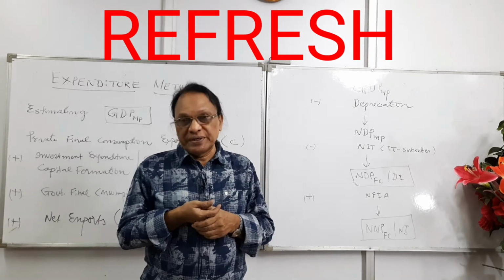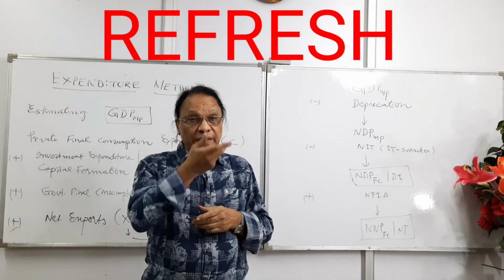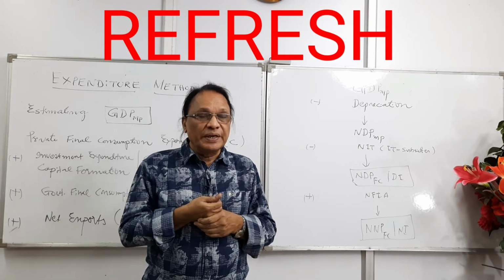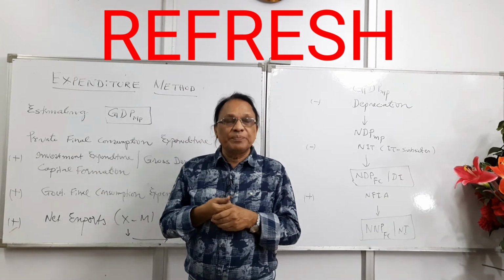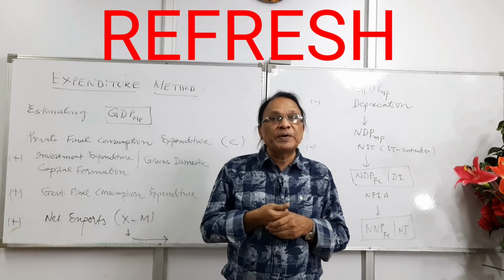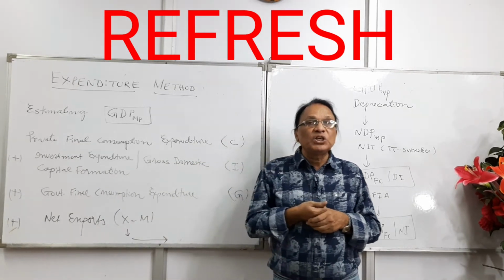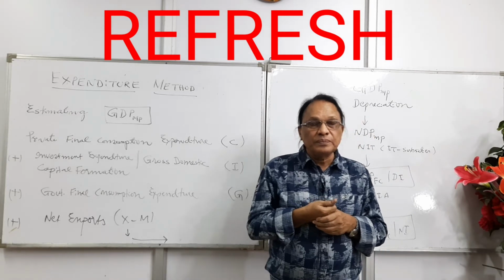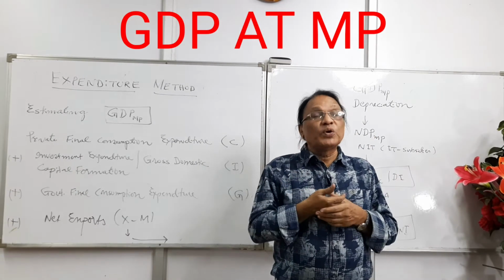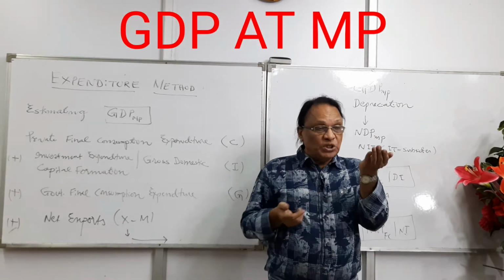Now let's go to the expenditure method. That was an intro. In the expenditure method, we estimate the total expenditure in the economy on GDP at market price. The total expenditure. Why? Because we produce the GDP.